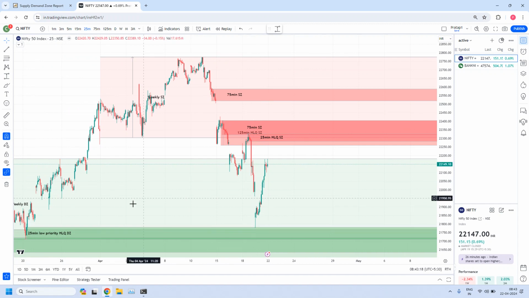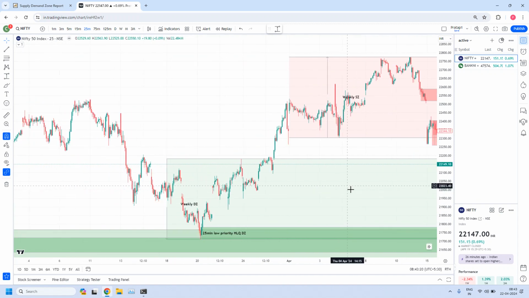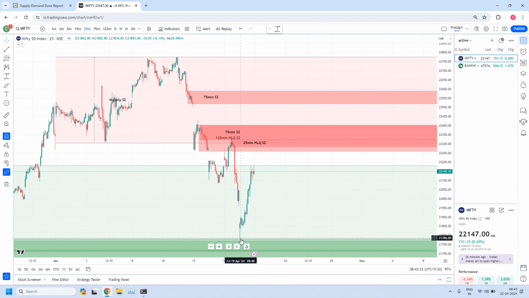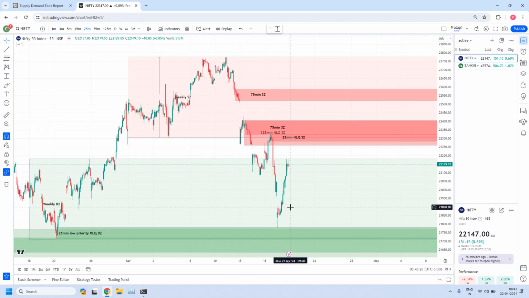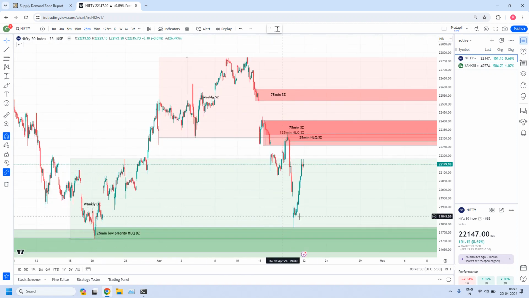I just picked up the orders from this area. Here only we have 5 minutes high liquidity zone, daily time frame. Probably here 5 minutes is there, so it picked up the orders. So this was the source where the order flow for this entire move on last Friday.